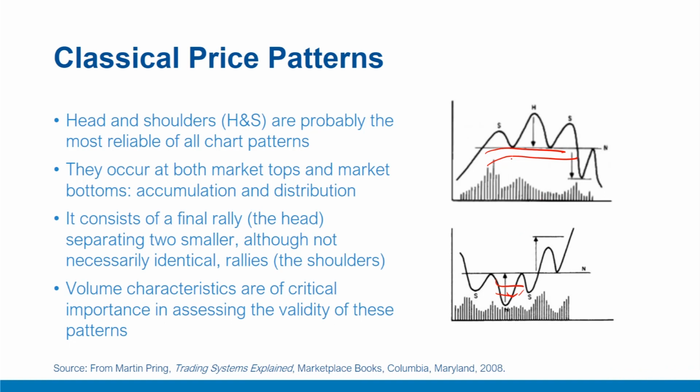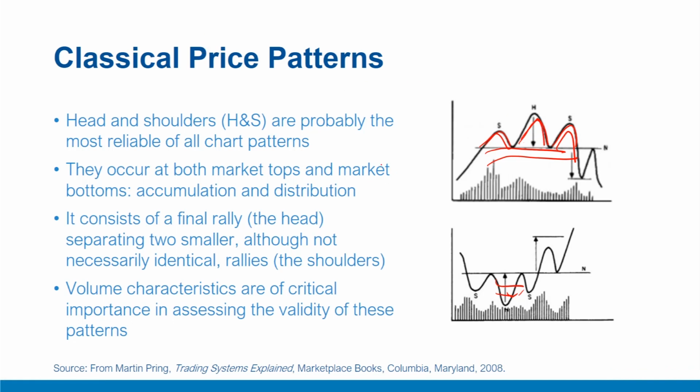It consists of a final rally ahead, separating two smaller, although not necessarily identical, rallies or shoulders, like this and this. If the two shoulders were trends of intermediate duration, the first shoulder would be the penultimate advance in the bull market, and the second shoulder is probably the first bear market rally. The head, of course, would represent the final intermediate rally in the bull market.